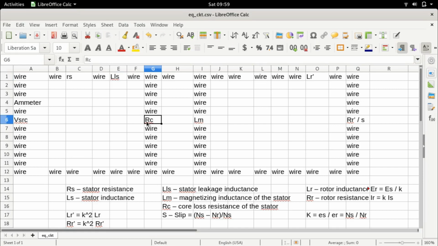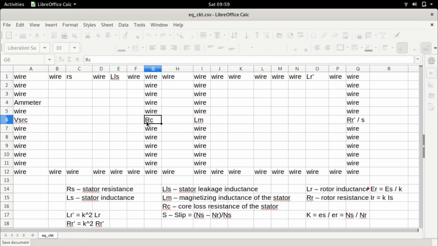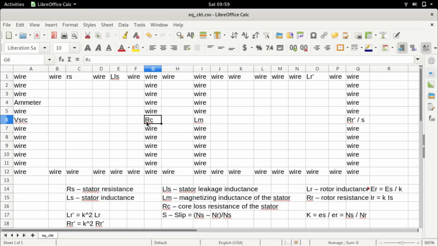So for example, when there is a magnetic field, there will be a core loss component in the magnetic system. In the stator, there will be hysteresis losses and eddy current losses. These are there when any magnetic field is produced. This RC represents that. LM is the magnetizing inductance. So this LM represents the actual inductance which will produce a flux that links with the rotor in the air gap. So this is the actual working flux, and this working flux is produced by this magnetizing inductance.